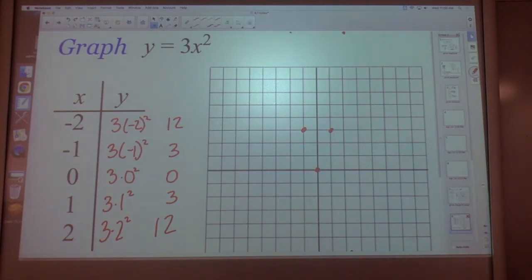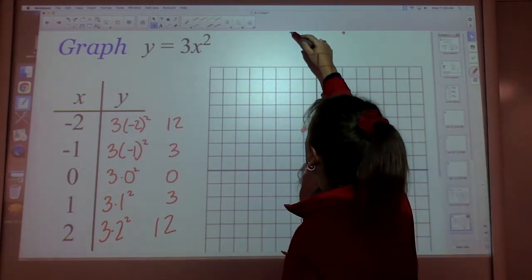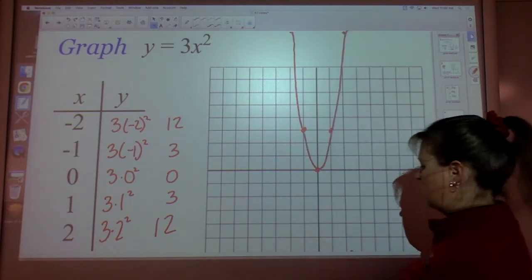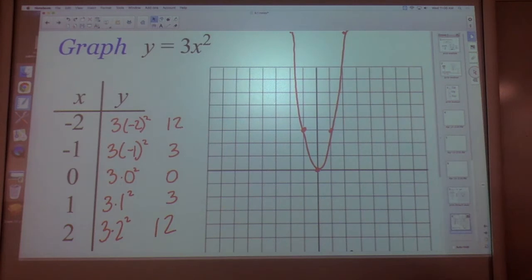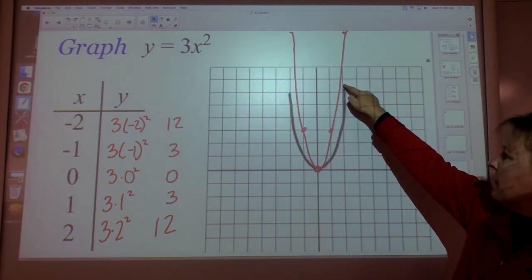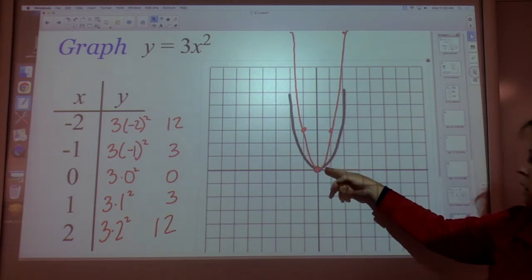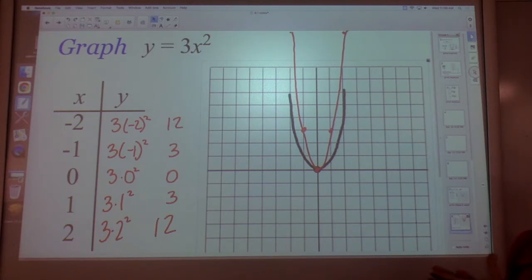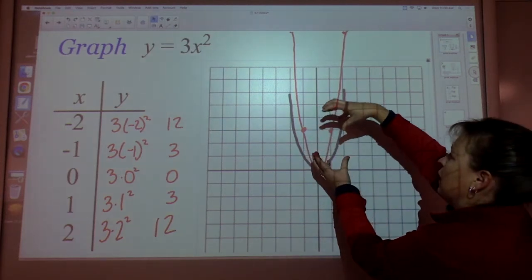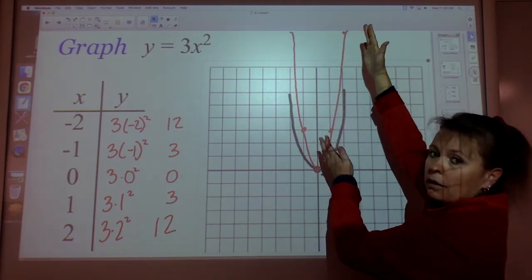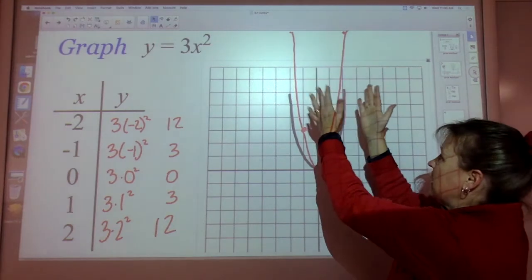What happened to our graph when we multiplied it by 3? It didn't really move as far as where it started, but look at it. It is super skinny. If you compare that to how our y equals x squared looked, when you multiply it by 3, it makes sense. You multiply. Multiply means bigger. It took your graph and made it taller. Well, what happens when something gets taller? It kind of shrinks. It kind of gets skinnier.